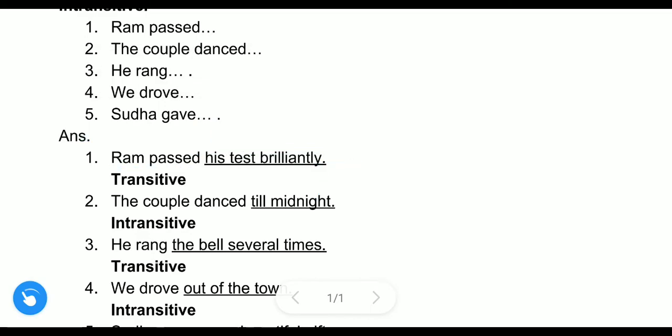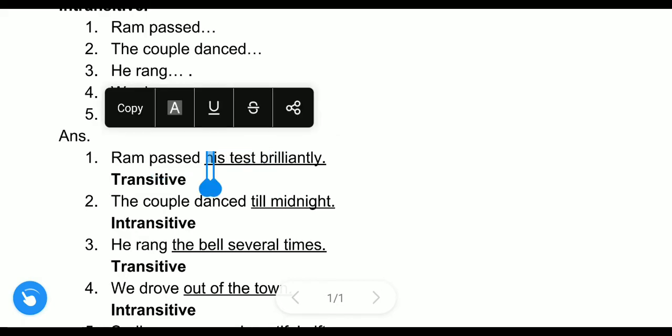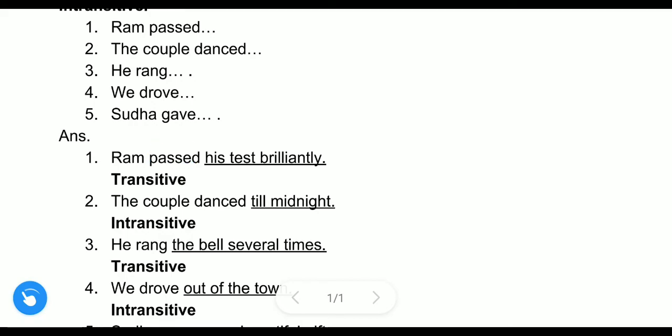Okay, now let us check whether this verb, passed, is a transitive verb or an intransitive verb. Okay, so we have to frame the question. So how will you frame the question? What did Ram pass? Or you can say what Ram passed? So what is the answer? His test. Ram passed his test. Or what did Ram pass? Ram passed his test. So his test is the object in this sentence which receives the action of the verb passed. Okay, that is why this is a transitive verb. Passed is the transitive verb.